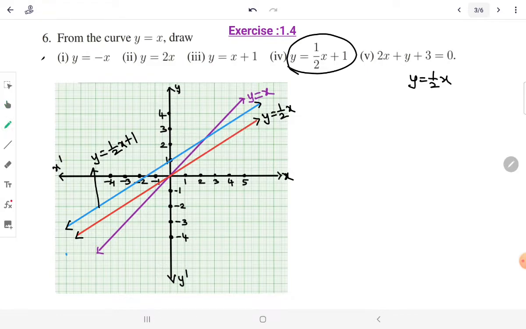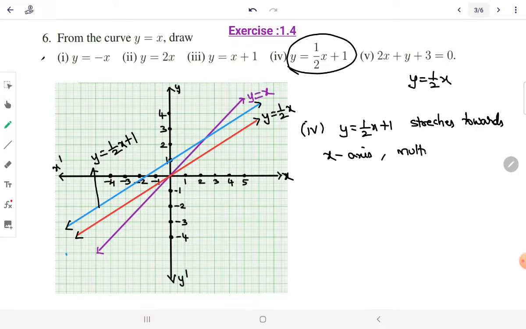So how will you write the statement for the fourth subdivision? The graph y is equal to half x plus 1 stretches towards the x-axis. Why does it stretch towards the x-axis? Because of the multiplying factor. What is the multiplying factor here? Half. The multiplying factor half is clearly less than 1.